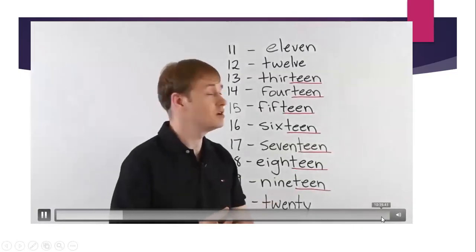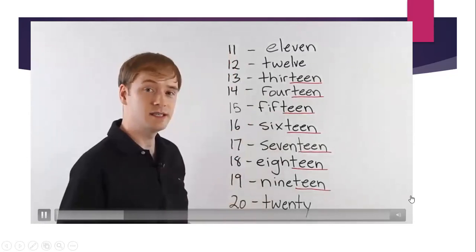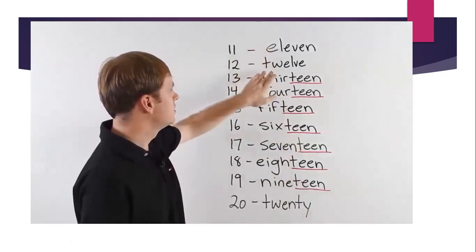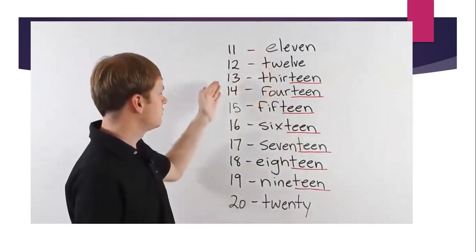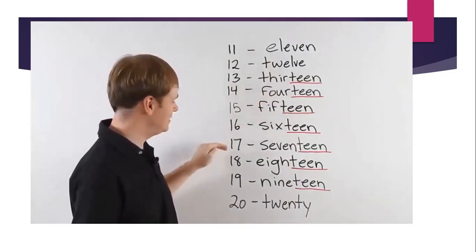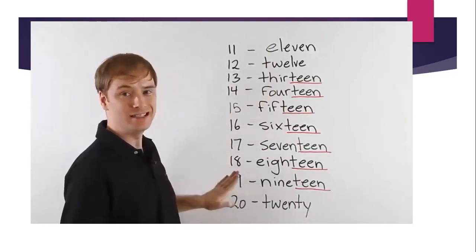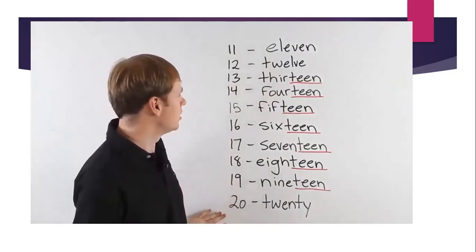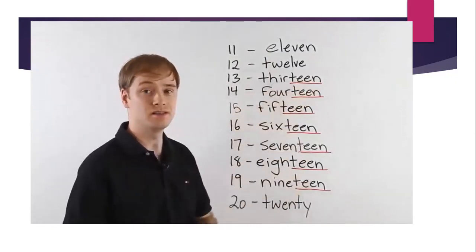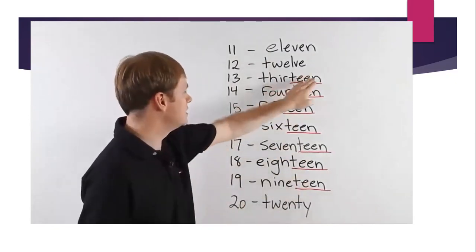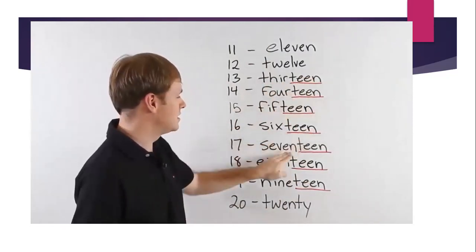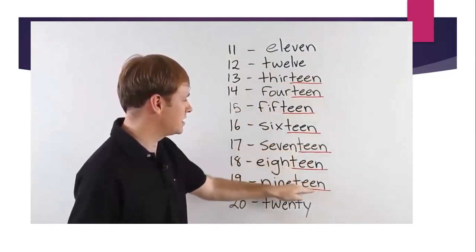Okay, let's continue on with our numbers. I have the next set here, 11 until 20. All right, so 11, 12, 13, 14, 15, 16, 17, 18, 19, and 20. Now, as you can see, I put the red line here on these ones because these are the teens, okay? 13, 14, 15, 16, 17, 18, 19, all right?